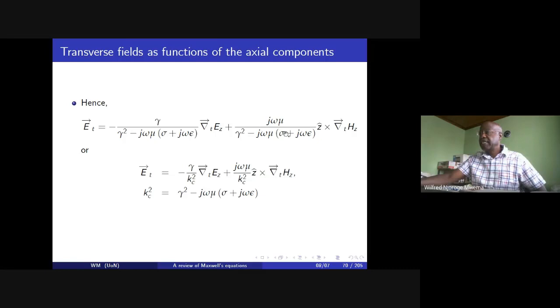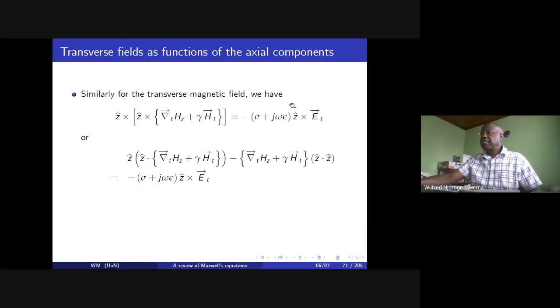In many cases, sigma can be absorbed in epsilon by using a complex number for epsilon, or sometimes in a medium that is lossless, that is, does not attenuate or dissipate power, then sigma is going to be 0, and then we shall see that k of c squared will now become like gamma squared plus omega squared mu epsilon. So in many cases, we won't have it as it looks here, but this is the general case for a general material.